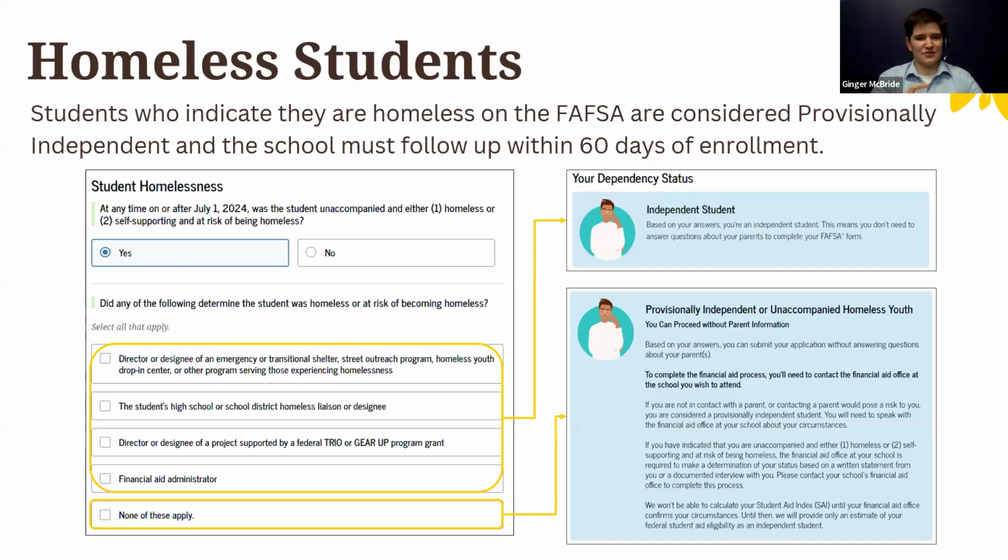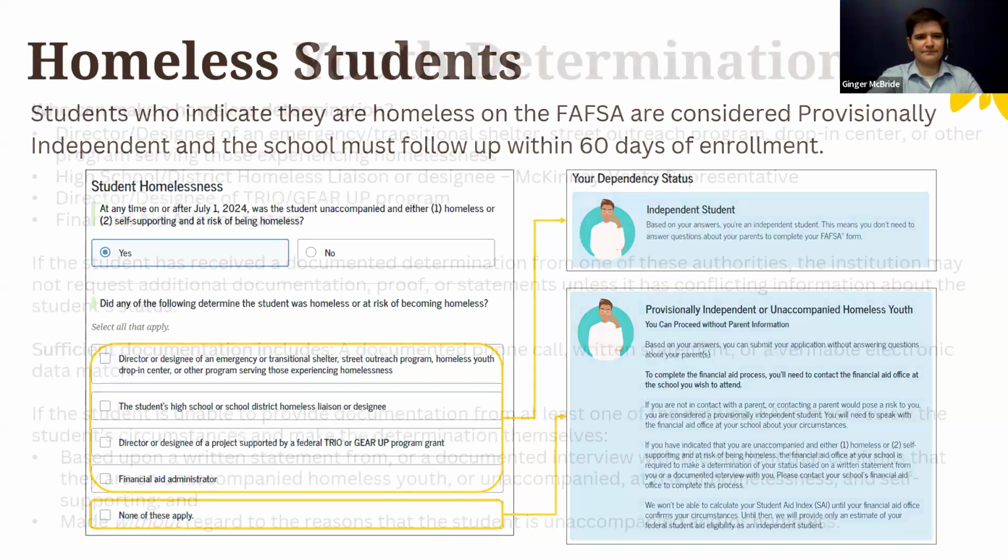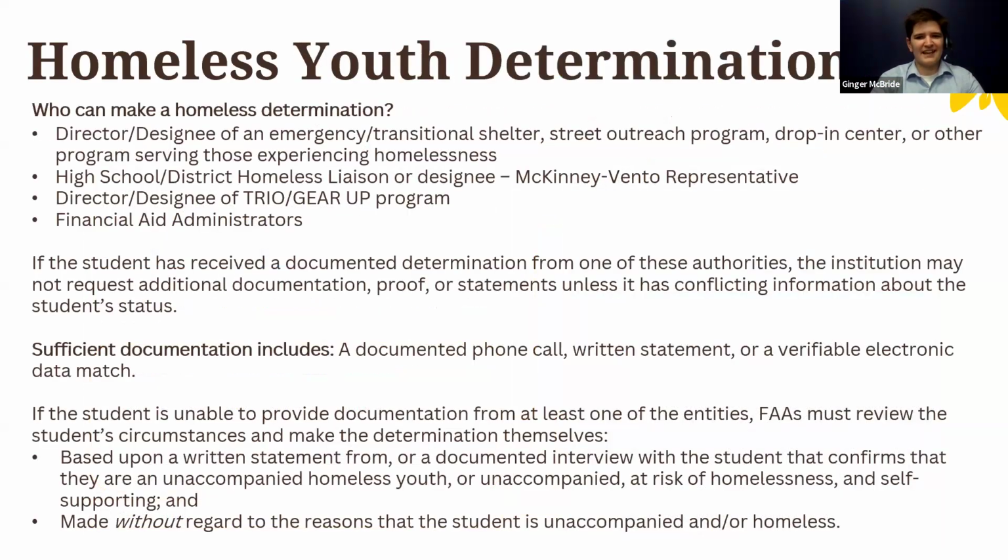But this is the sort of flow chart of, depending on if they answer yes to the student homelessness question and whether any of the recognized individuals have made a determination, whether they'll be seeing the sign that says they're independent or whether they're provisionally independent. And like I mentioned, we have that list of who can make a homeless determination.